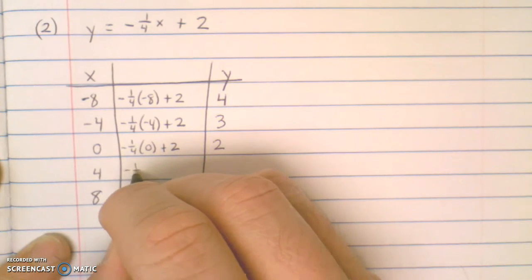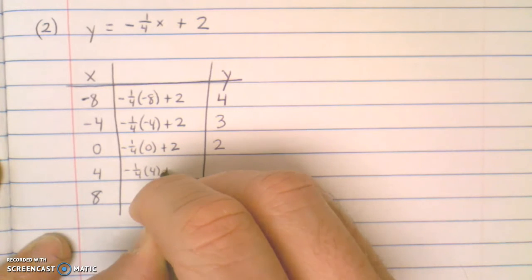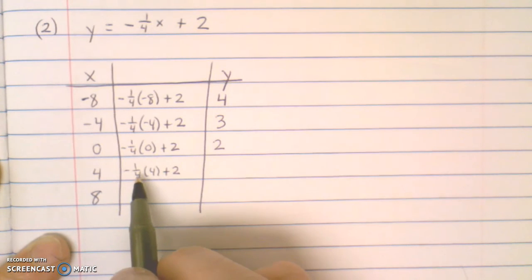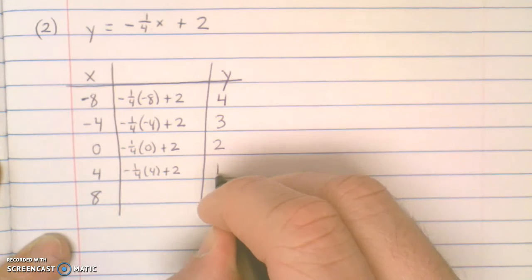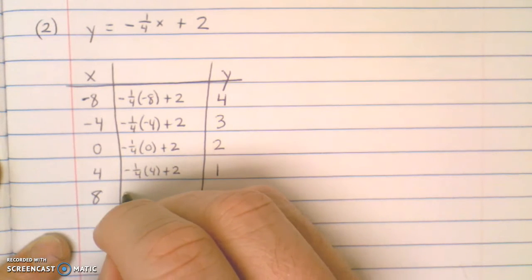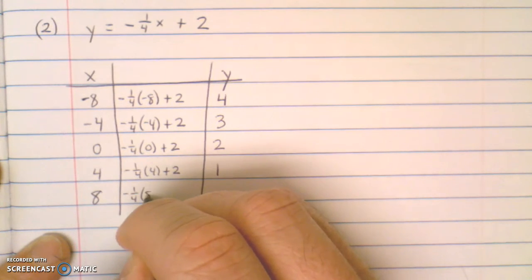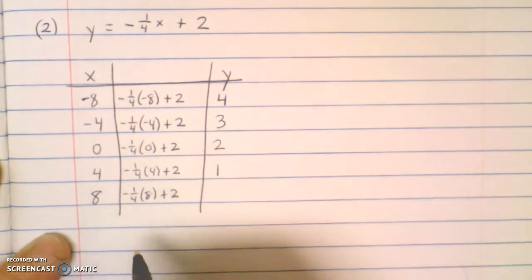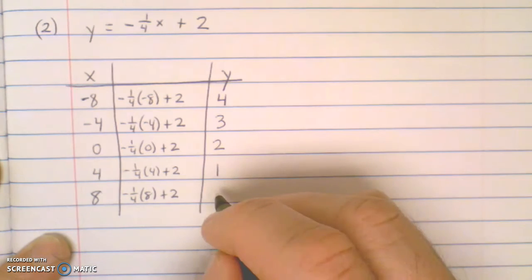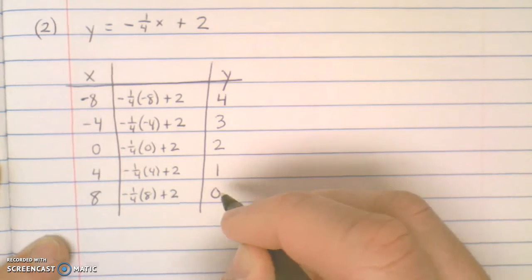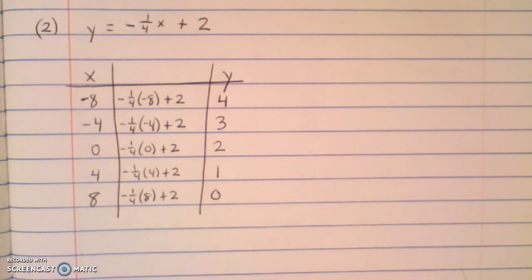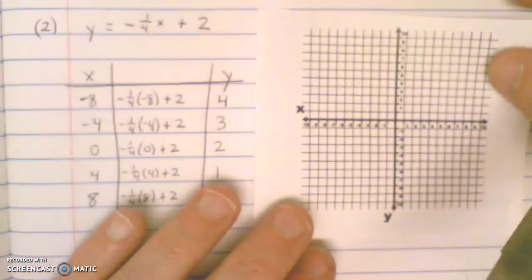Negative 1/4 times 4 plus 2. This becomes negative 1. Negative 1 plus 2 is positive 1. And then negative 1/4 times 8 plus 2. That's negative 2. Negative 2 plus 2 is 0. So that was plugging in our x values and seeing what comes out for our y values. And now we can translate that onto a graph.